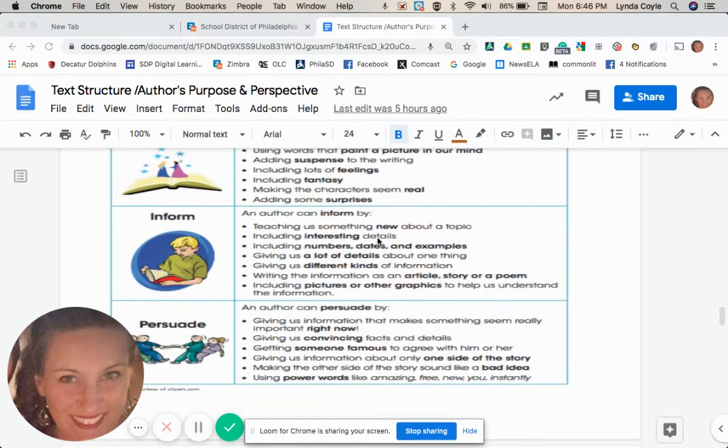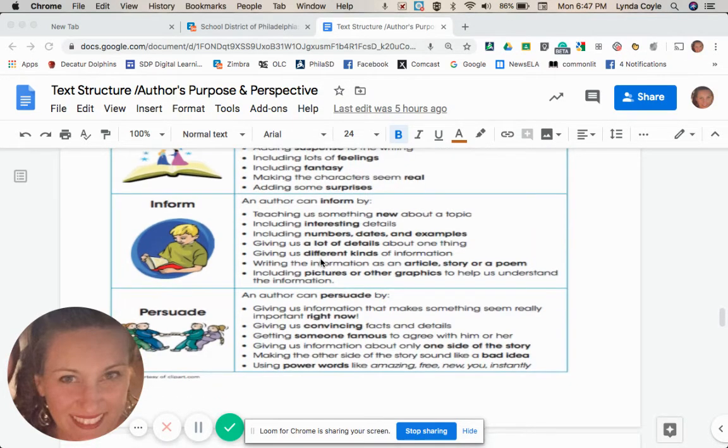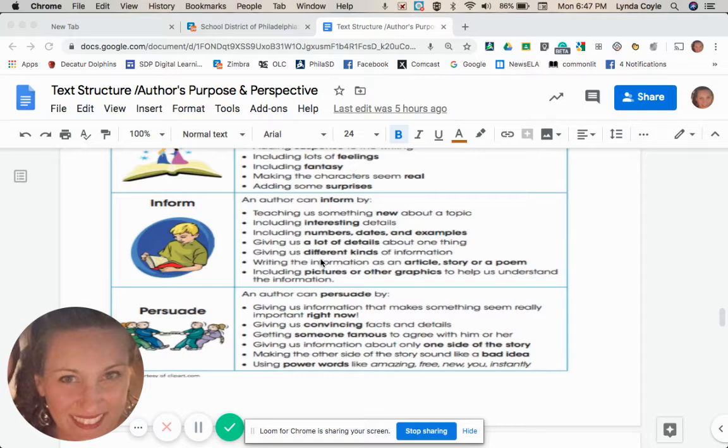To inform, they're teaching us something new about a topic. There's interesting details. It gives you things like examples, numbers, dates. There's a lot of details. It gives you multiple modes of information. They can write it as an article, story, or a poem. And they can include pictures and other graphics to help you understand the information.